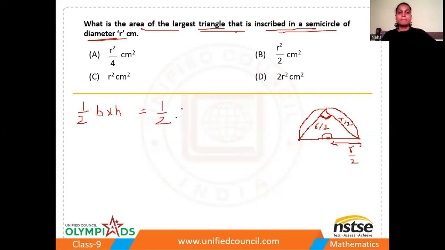Correct? So here base is what? R by 2. Height is what? R by 2. Correct? So this is r into r, r square, and 2 into 2 is 4. So half into b into h. So r by 2, and this is again r by 2.